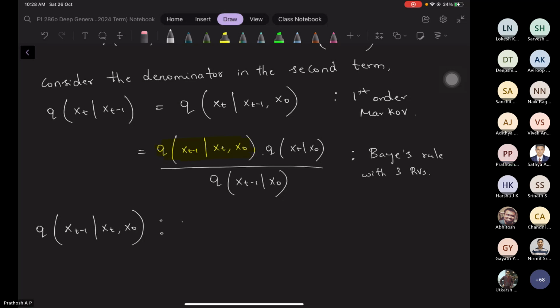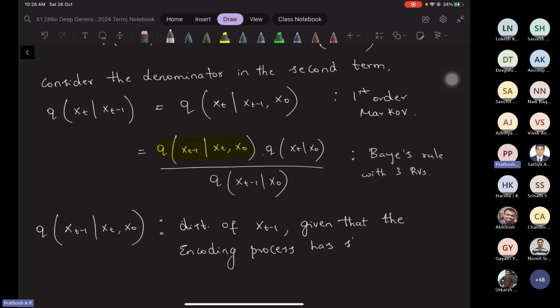This is the distribution of xt minus 1 given that the encoding process has started from x naught and landed at xt at t equal to t.